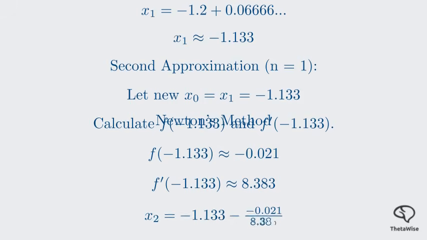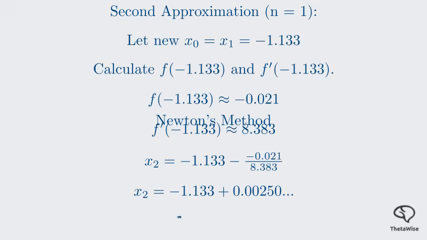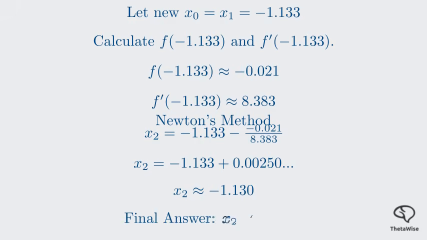Now we apply the Newton's method formula again. x2 equals our new x naught, negative 1.133, minus negative 0.021 over 8.383. This simplifies to negative 1.133 plus approximately 0.0025, which gives us our second approximation, x2, approximately negative 1.130. This is the value corrected to 3 decimal figures as requested. The memo's calculation is also correct, but it's important to be careful with negative signs.